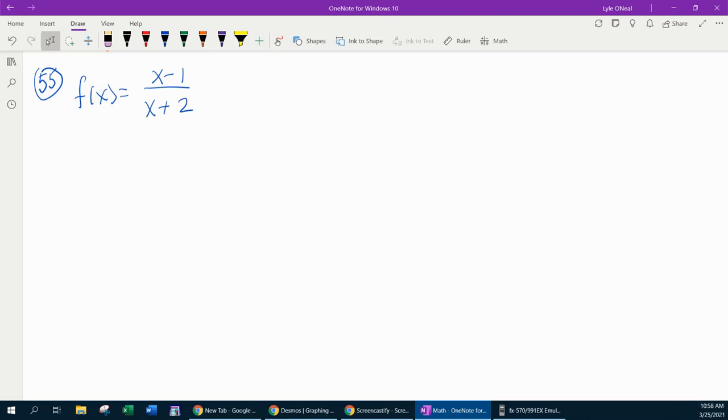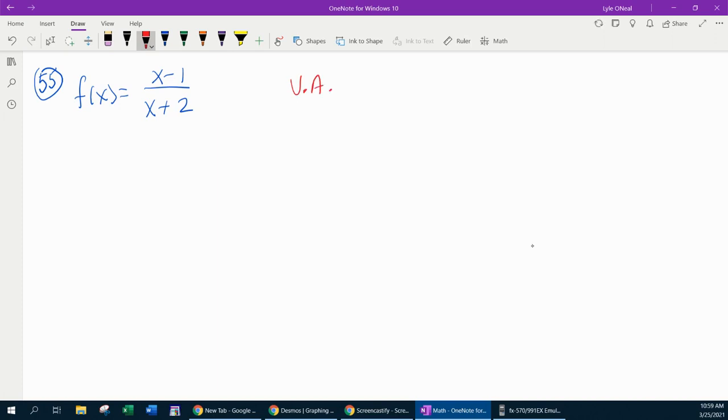Next, number 55. This will be the last example in our lesson. Here we have a rational function, and they want us to repeat what we did in problem number 37. So we're going to find the x and y intercepts, the domain, all of the asymptotes, and then sketch the graph of the function. Again, we're going to start with easy stuff first.